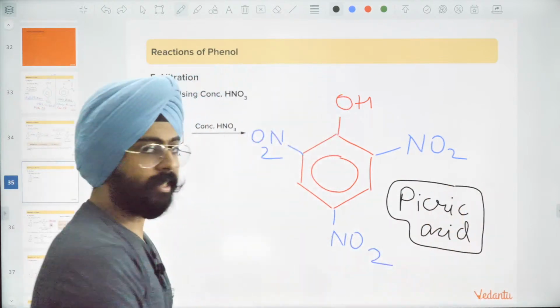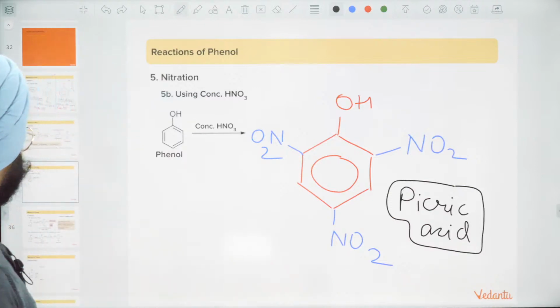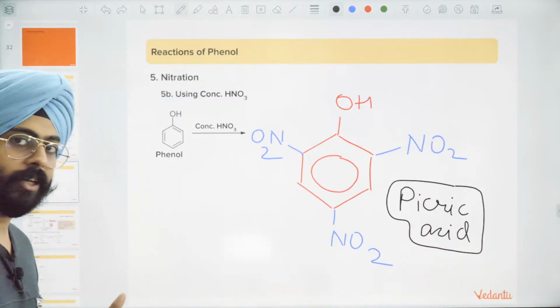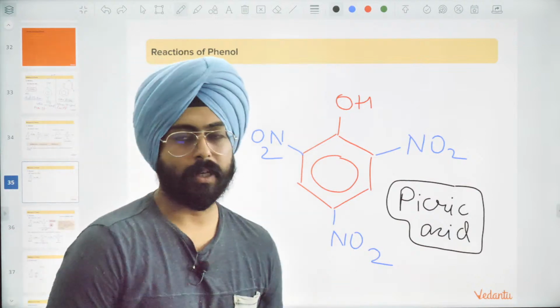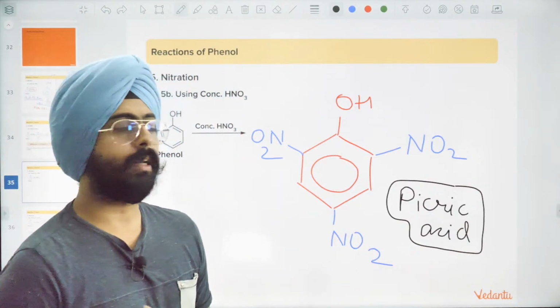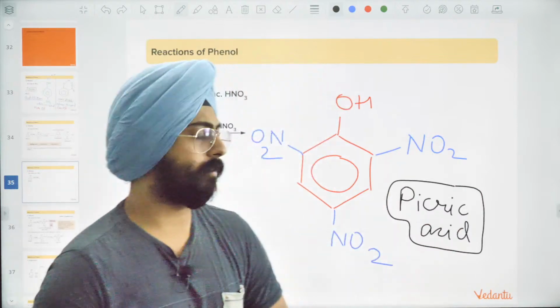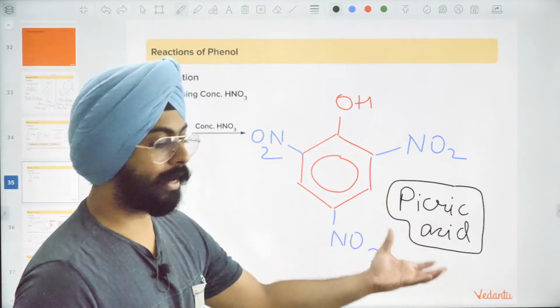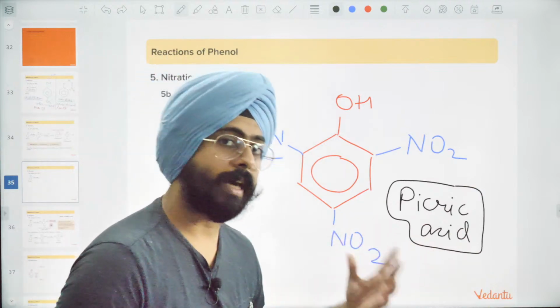Why is it called acidic? Because it is very acidic in nature. ठीक है, काफी ज़्यादा acidic होता है. It's very acidic in nature. I think it's a little more acidic than your normal benzoic acid as well. Just check the exact values online if you want to. But picric acid is very, very, very acidic.